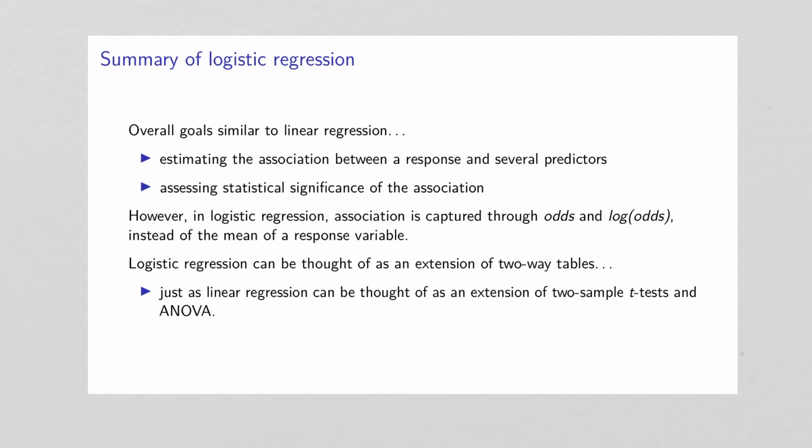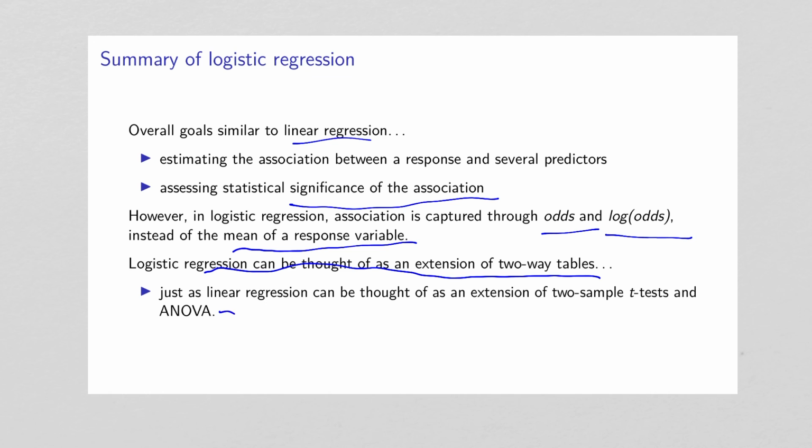Overall goals are similar to linear regression: estimating the association between a response and several predictors, assessing statistical significance of the association. But in logistic regression, association is captured through odds and log odds instead of the mean of a response variable. Logistic regression can be thought of as an extension of two-way tables, just as linear regression can be thought of as an extension of two-sample t-test and ANOVA.